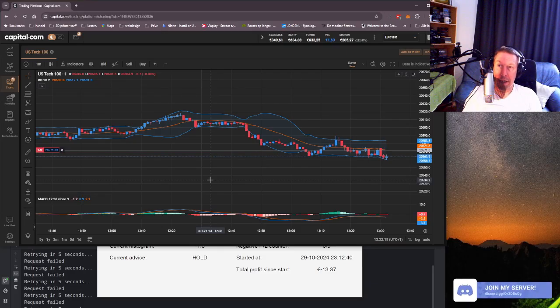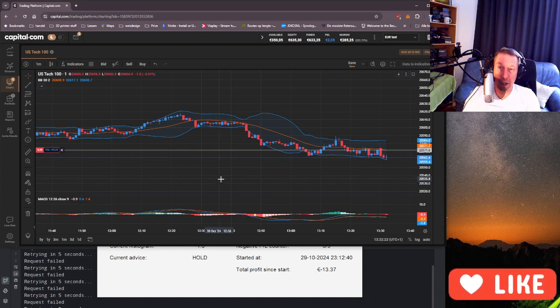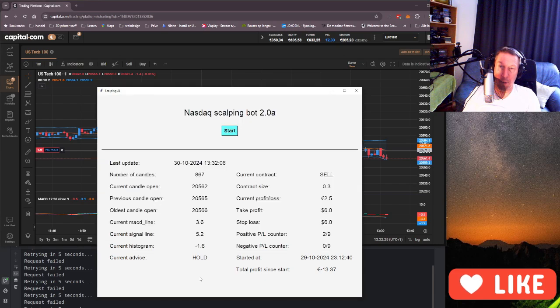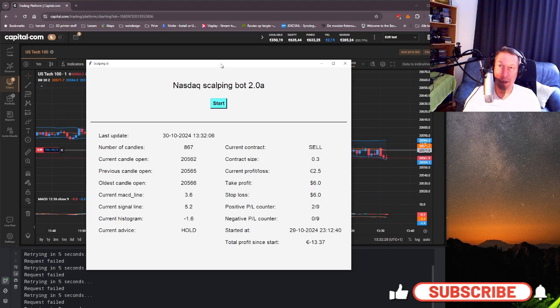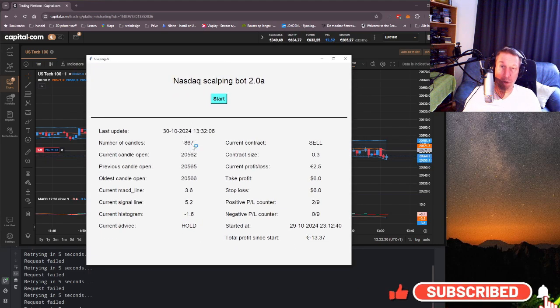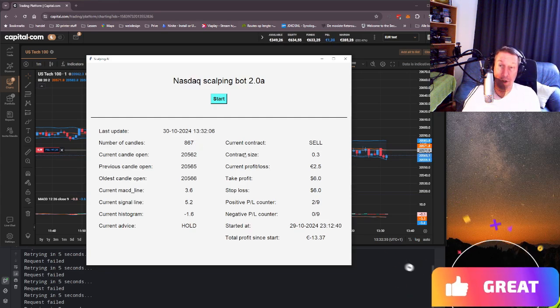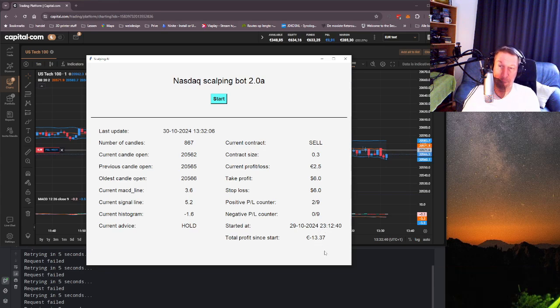We're looking at the moment at a profitable position. If we look at what the bot has performed over the last almost 867 candles, it is a negative of €13.37. And that's a negative with a take profit and a stop loss of 6.